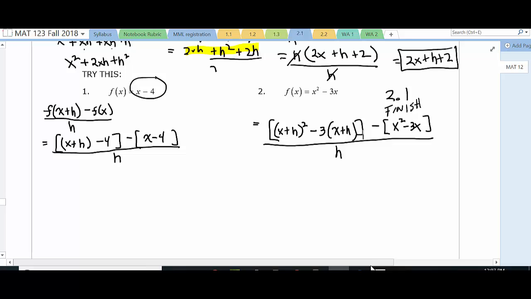They cross out the like terms. What you ought to do is write one more step. When you see that minus bracket x minus 4, it becomes minus x plus 4. Okay, so you end up with h over h. Got it? Let's write down.